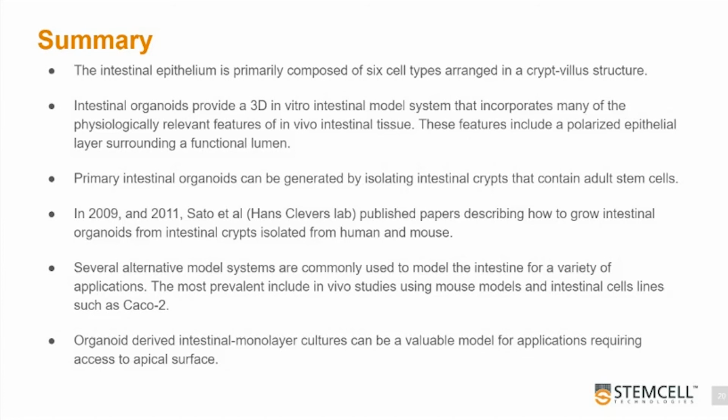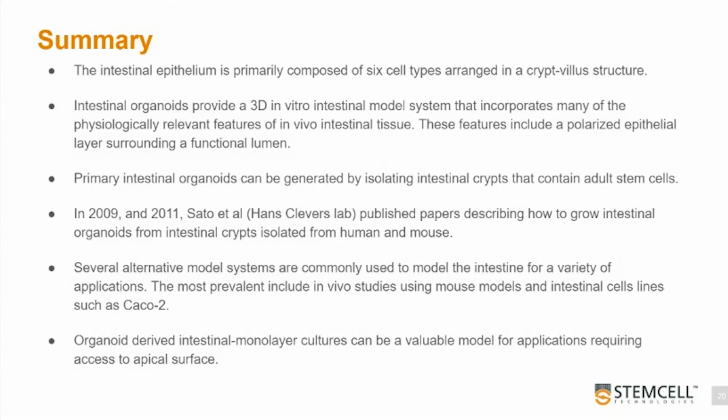Primary intestinal organoids can be generated by isolating intestinal crypts that contain adult stem cells. In 2009 and 2011, Sato et al. published key papers describing how to generate intestinal organoids from intestinal crypts isolated from mouse and human tissues, respectively.